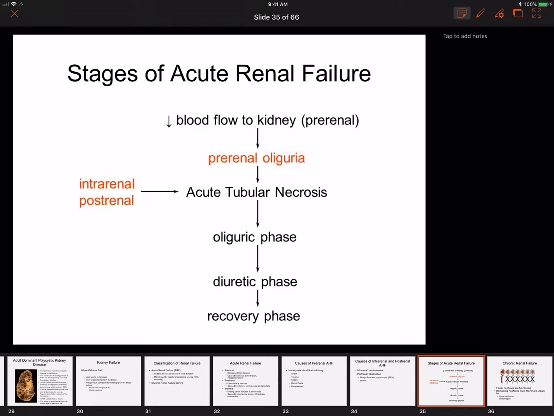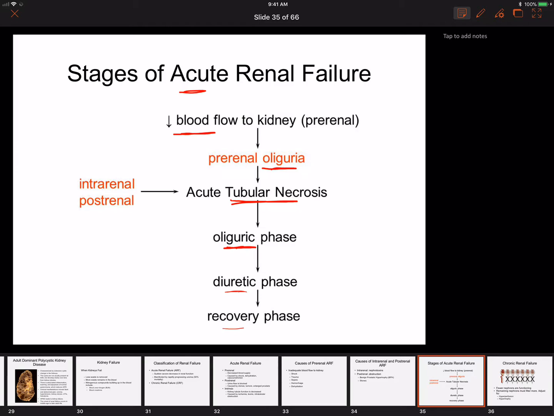Kidney failure, once blood supply or flow goes down, there is oliguria, there is acute tubular necrosis, and then we go through the oliguric phase, then the diuretic phase, and then the kidney would recover. This is usually the consequence of acute failure, that the kidney can recover, but it will need some time to recover.